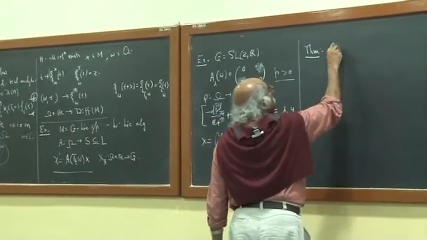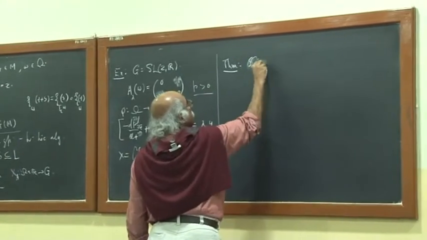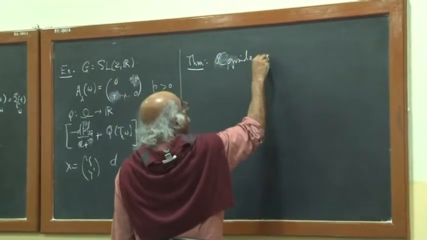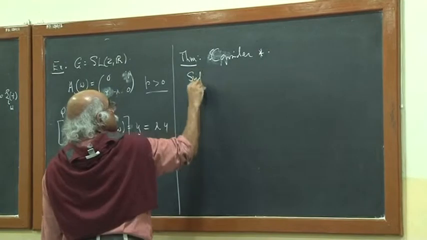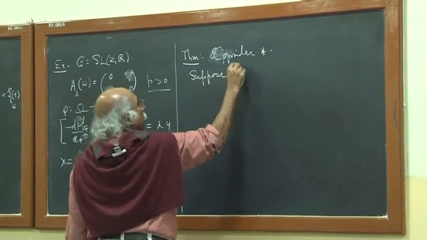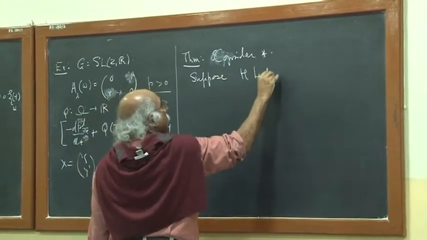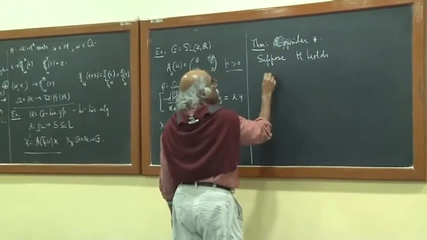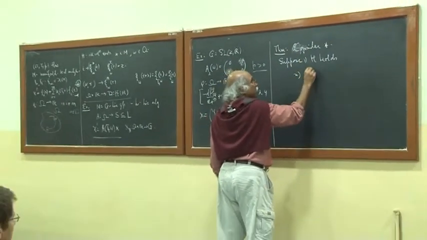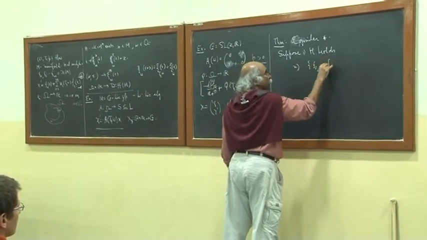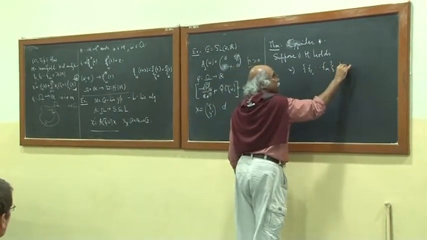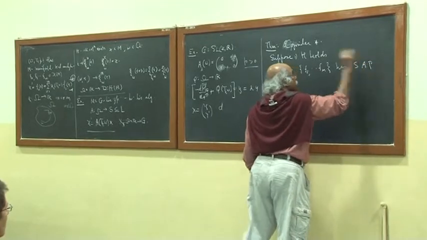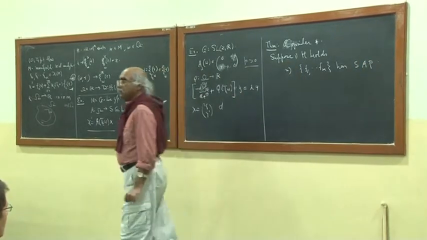So suppose, consider star, and suppose H holds, meaning you assume that the solutions exist for all time. That's a minor hypothesis. Secondly, the family of vector fields F0 to Fm has SAP. So I will tell you what this means.